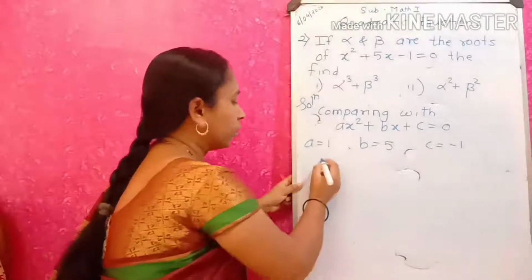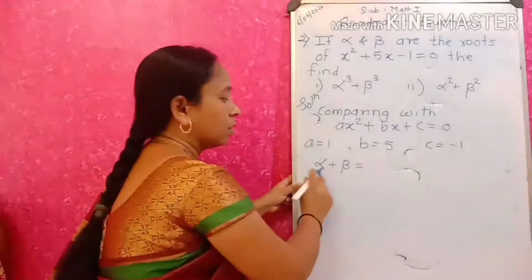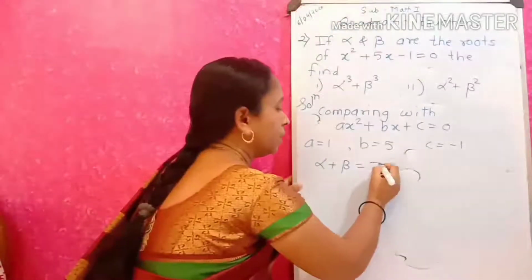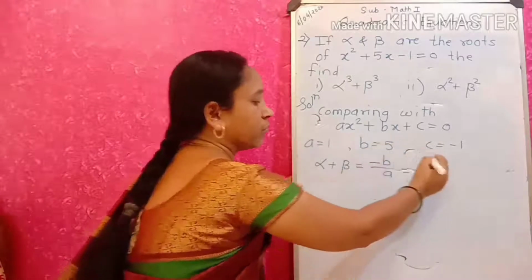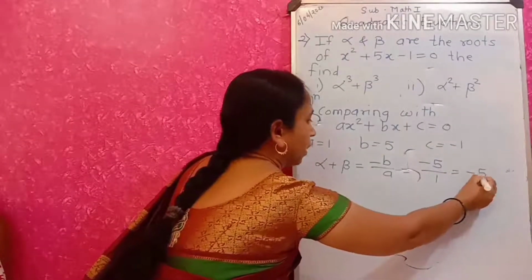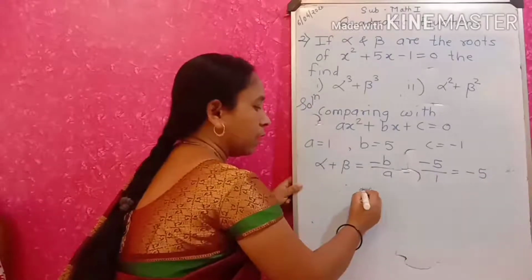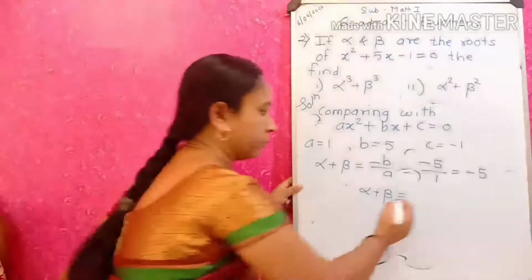Now we will find the value of alpha plus beta. Alpha plus beta is minus b upon a. b is 5, so minus 5 upon 1, that means minus 5. So here alpha plus beta you will get minus 5.